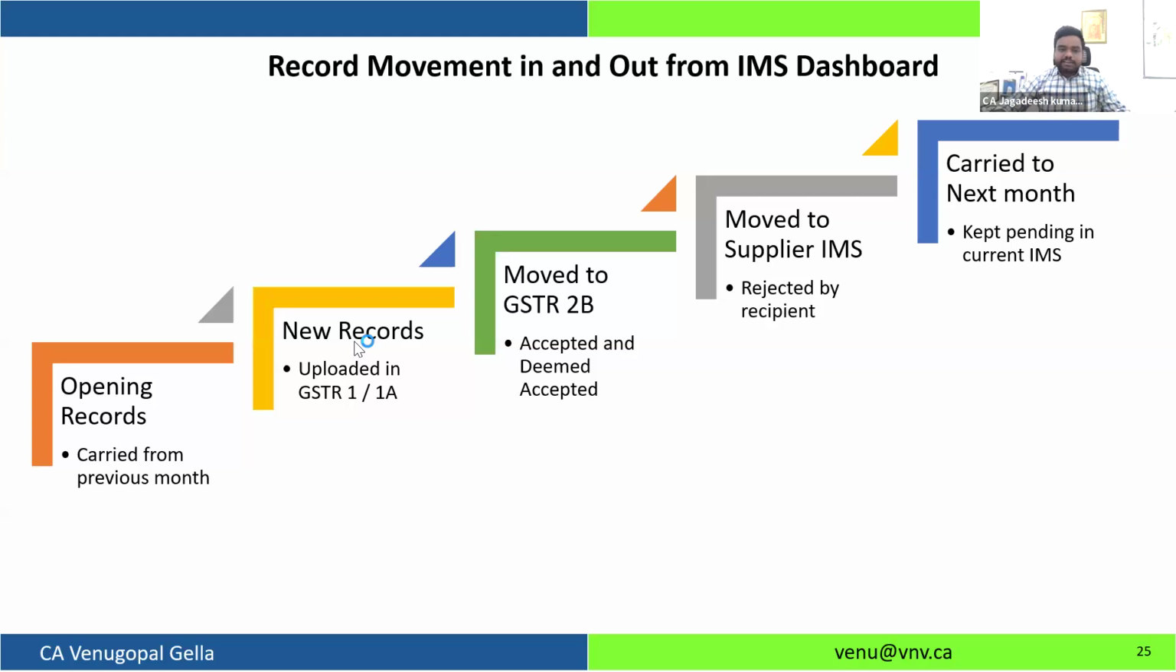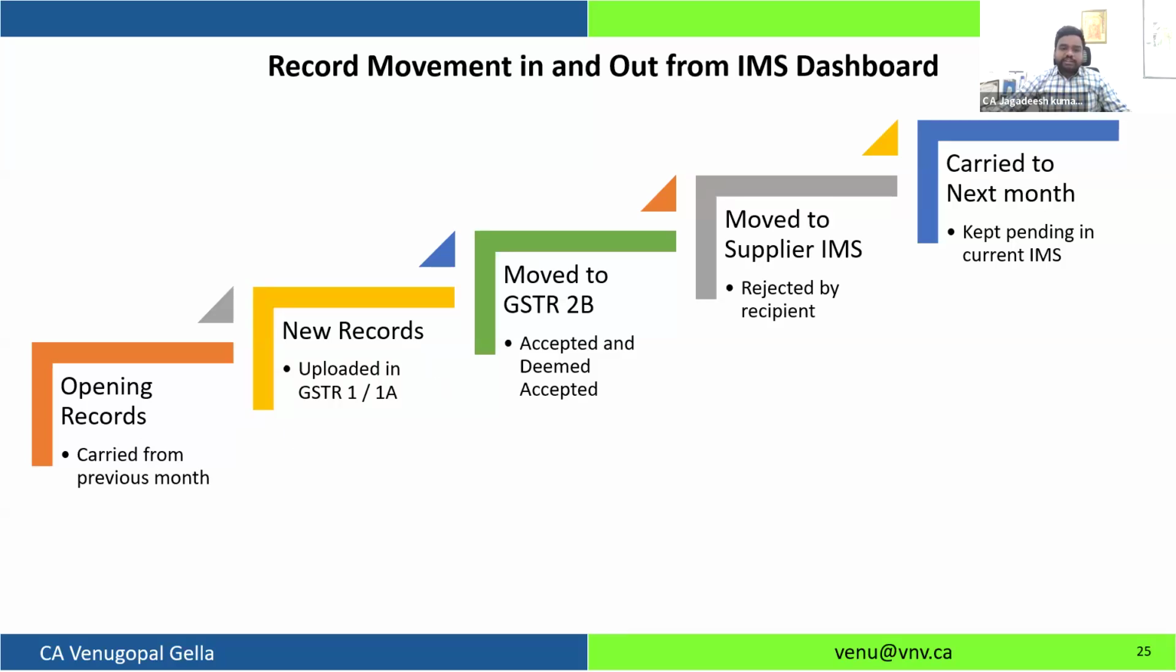This month my supplier will upload some invoices, right? All this will come into my current period inward. The opening records are those marked as pending in the previous periods and carried forward, and the current period records are whatever invoices are uploaded by the supplier. So these two are involved. I can take action on both, the opening records and the new records.